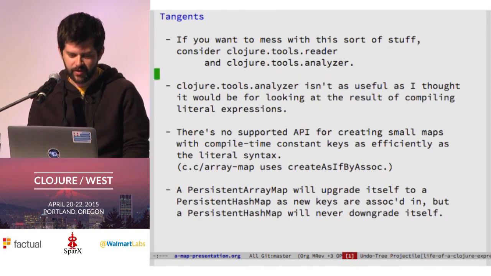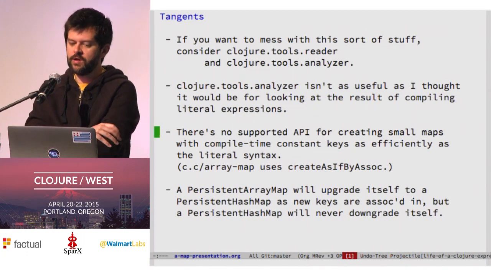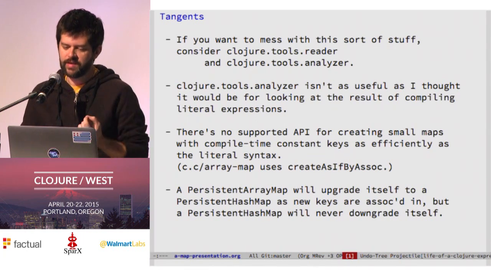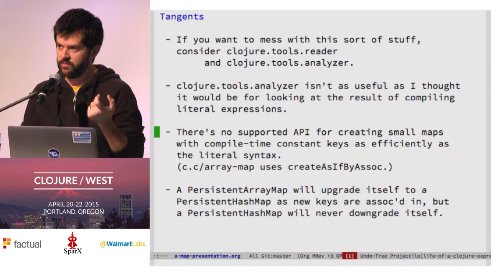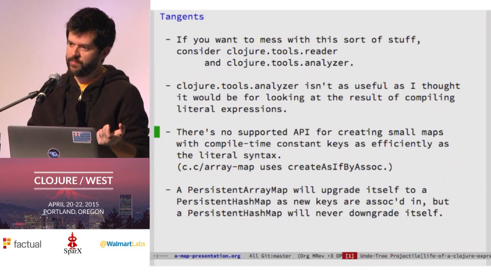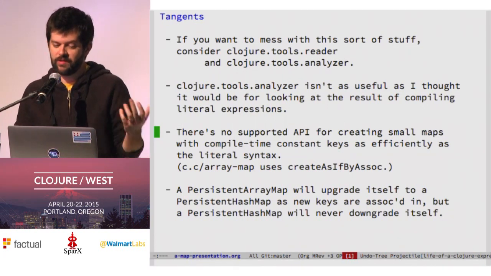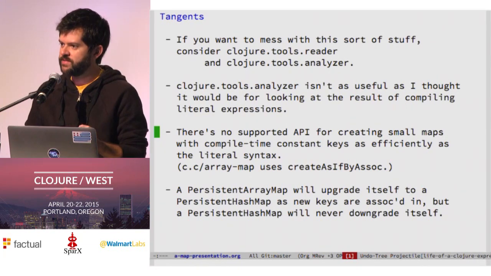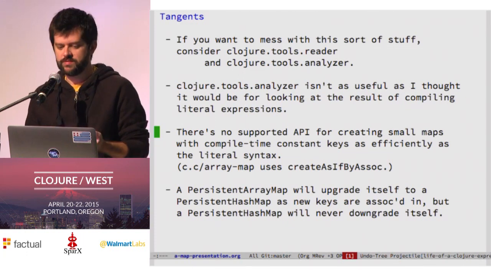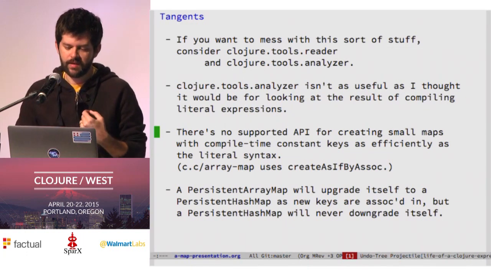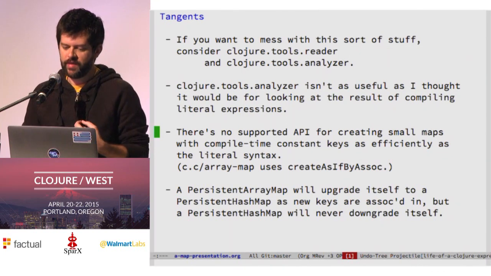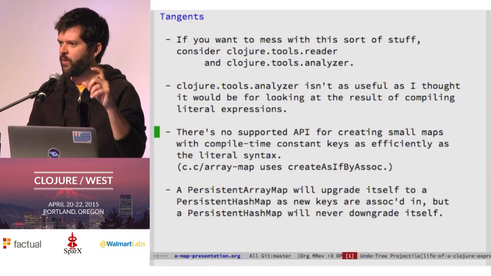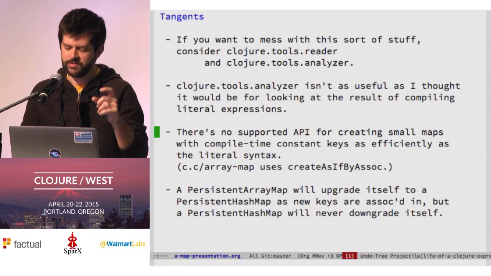Skipping down to this third tangent, it was interesting to me to discover that there's no supported API for creating small maps with compile-time constant keys as efficiently as the literal map syntax. There's clojure.core/array-map, and I wasn't using it all over the place, but it was a kind of surprise to find out it's not just wordier, it's also actually slower at runtime. It uses this create-as-if-by-assoc method that, I wouldn't say goes out of its way to be slow, but there's a big comment in there about why it does a bunch of work that you don't think it should be doing.